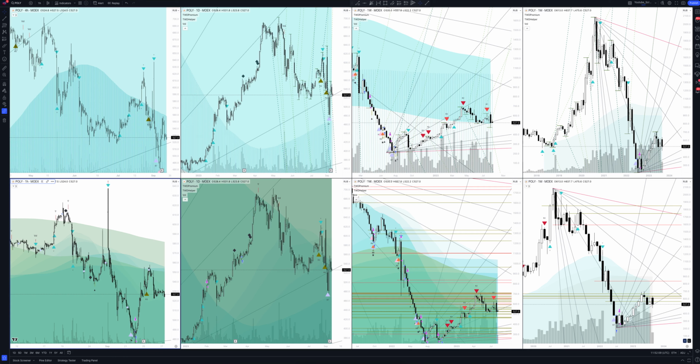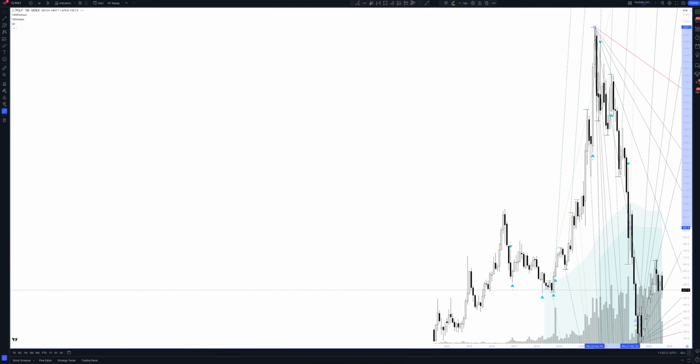Today we will take a look at POLYMETAL International PLC stock. Let's analyze the market situation and find out how you can make money on it. Let's start. We always start our analysis from the global market.